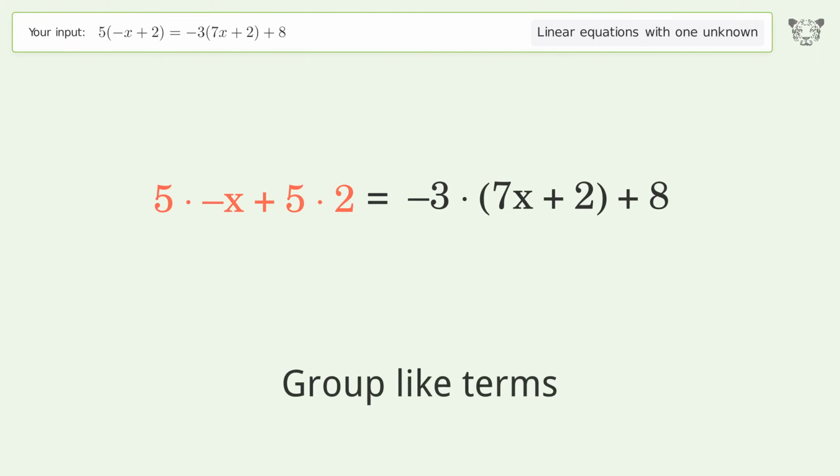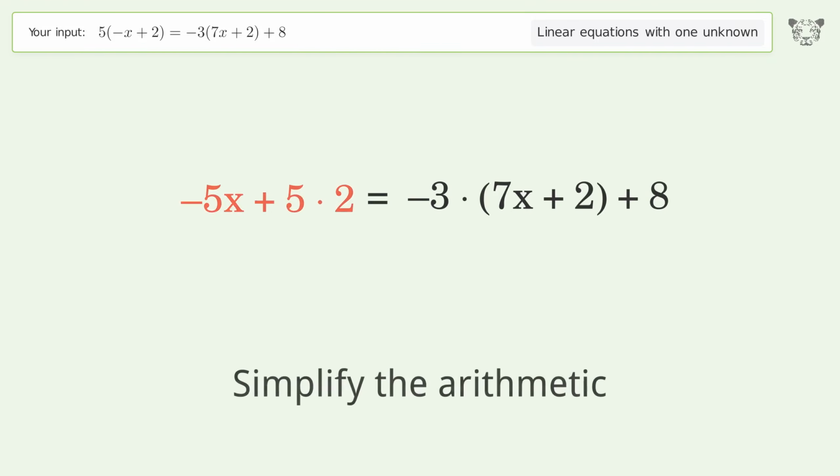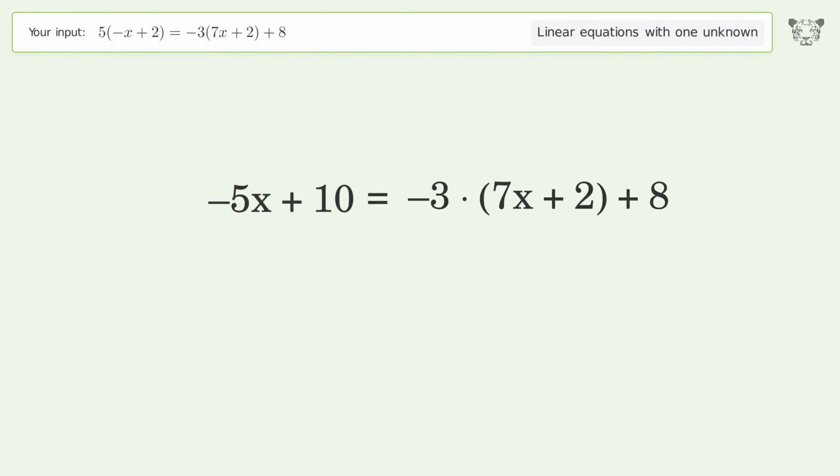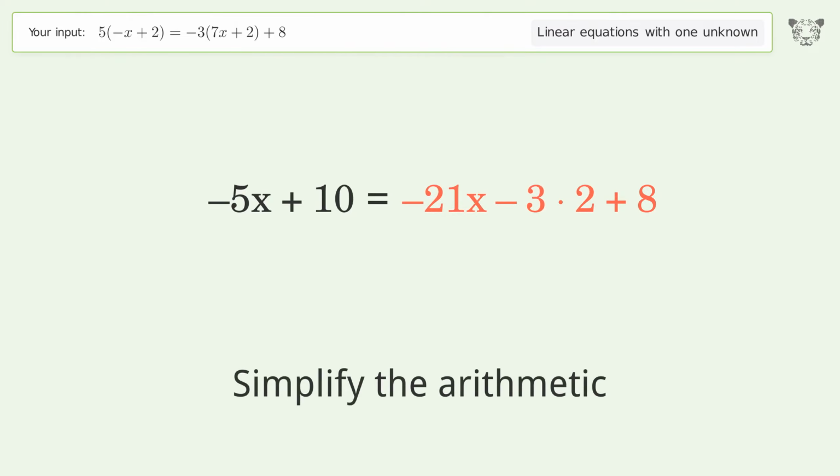Group like terms. Multiply the coefficients. Simplify the arithmetic. Expand the parentheses. Multiply the coefficients. Simplify the arithmetic.